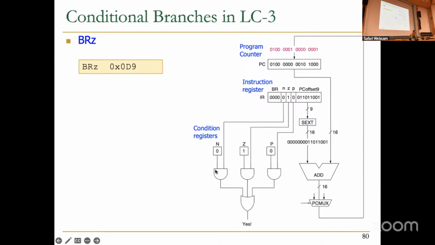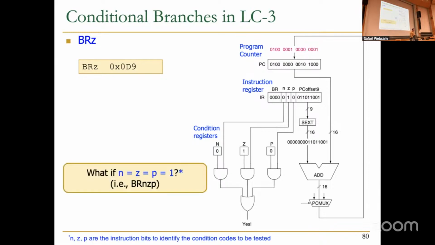And you can guess this logic. Now there are interesting things you can play. What if you're testing all of the condition codes? N is 1, Z is 1, P is 1. This is called branch NZP. Then what do you do?